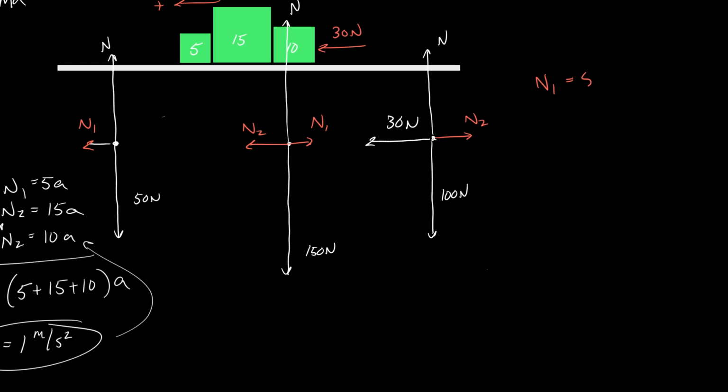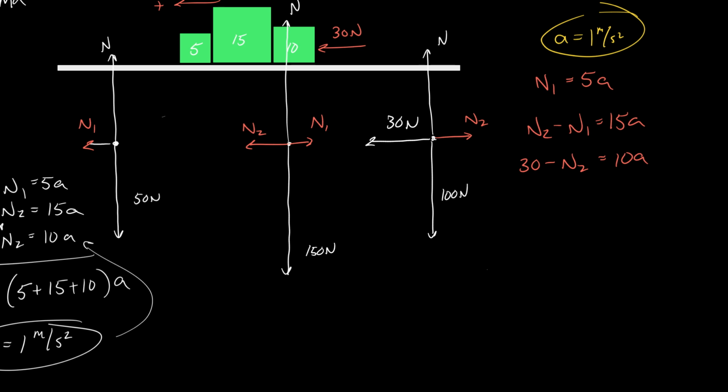N1 equals 5A. Now this one, N2 minus N1 equals 15A. Now this one, 30 minus N2 equals 10A. But the acceleration is still 1 meter per second squared. That's not going to change. The boxes' masses are all the same and the force is the same. So I don't even have to add these together. I can just find right away that N1 equals 5 times 1, or 5 newtons.